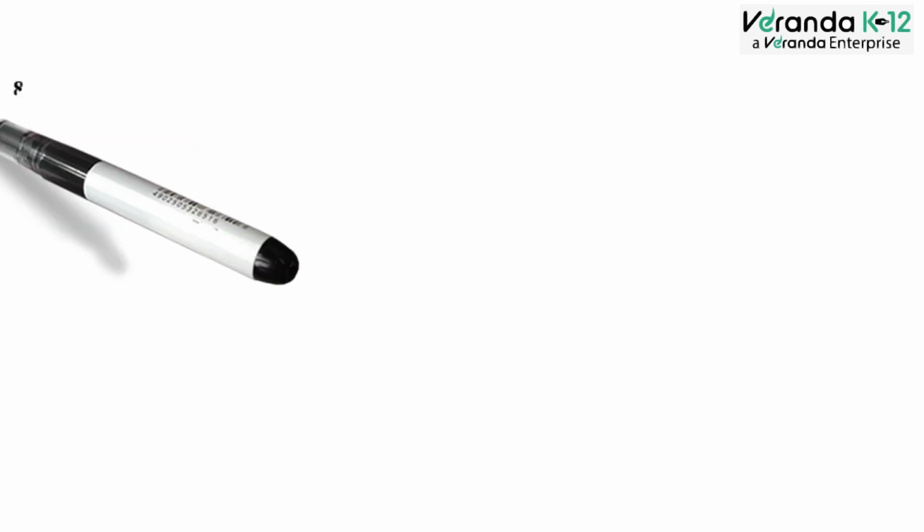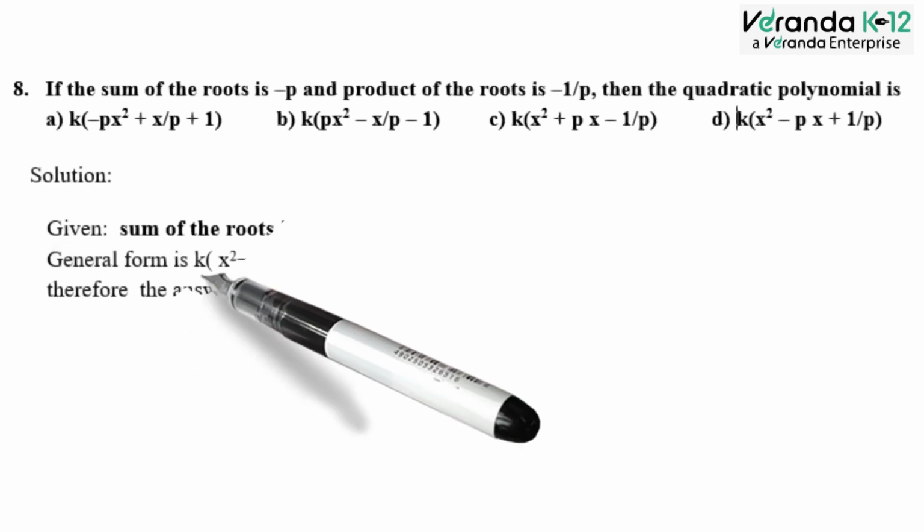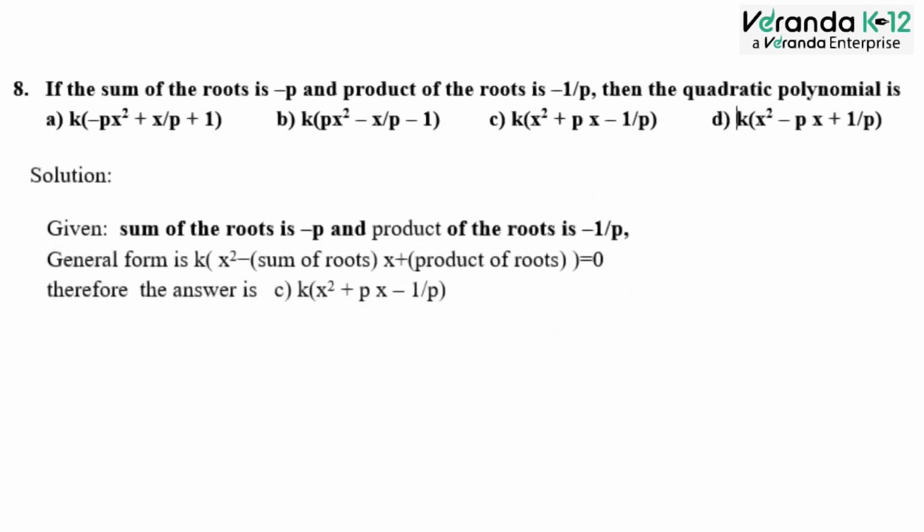Question number 8 is from quadratic equations. If the sum of the roots is minus p and the product of the roots is minus 1 by p, then the quadratic polynomial is. So we are going to find a quadratic polynomial which has the sum of its roots as minus p and the product of its roots as minus 1 by p.